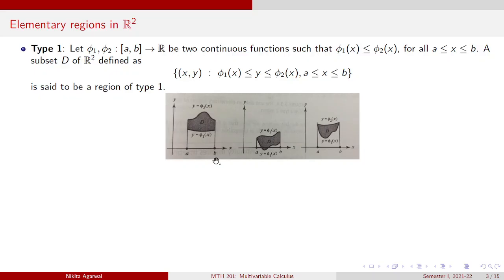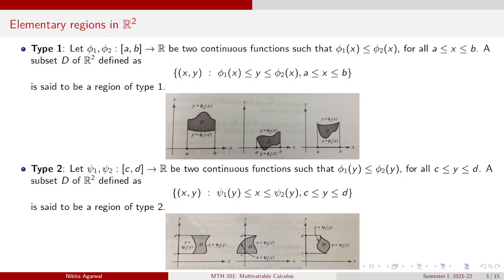Okay. So if you look at these pictures here, we have two functions phi1 and phi2, right? One is below another. Now you vary x over the interval a to b and you let the y coordinate go from phi1(x) to phi2(x), right? So in these three pictures, the shaded region is basically the region that we are talking about, and such are called type 1 regions.